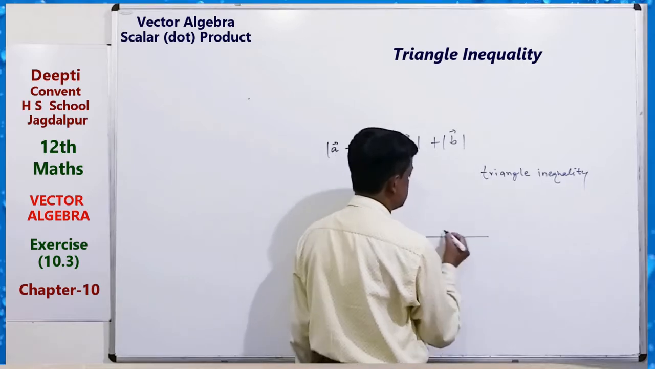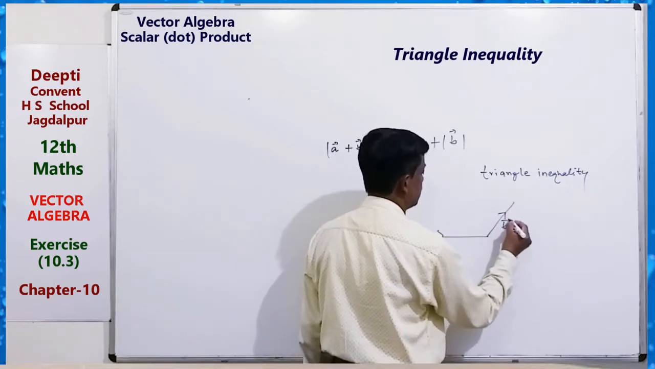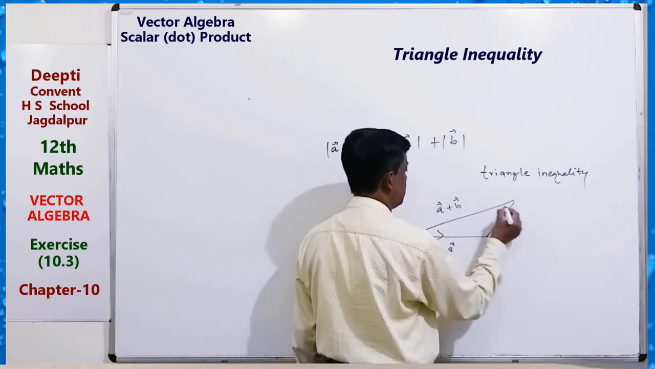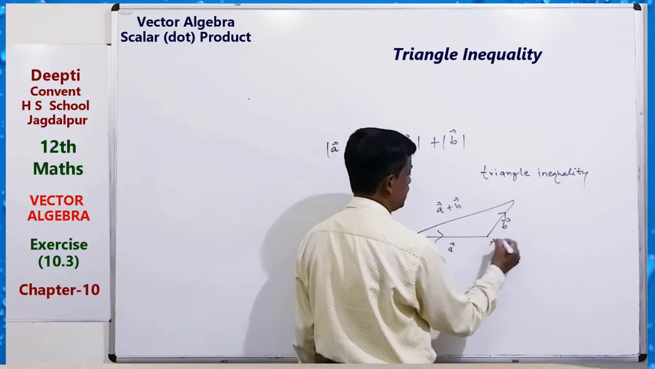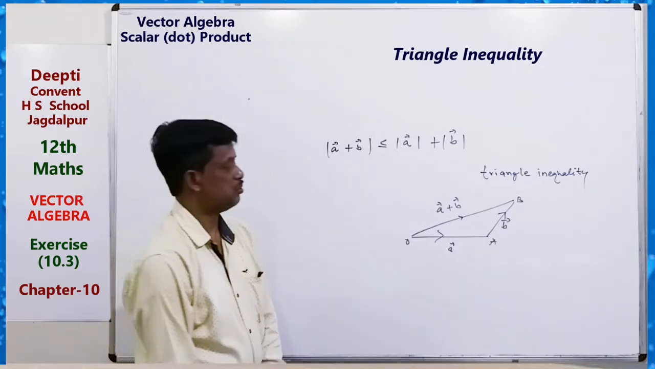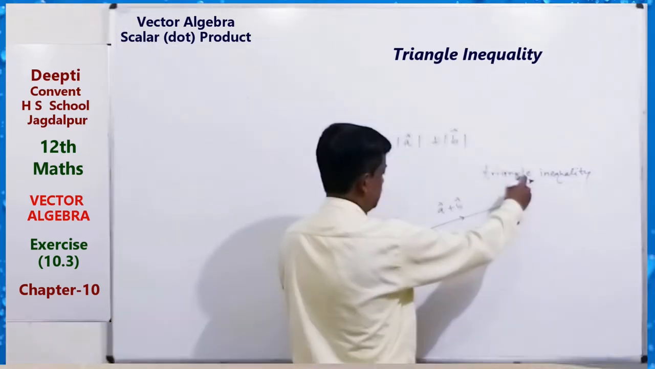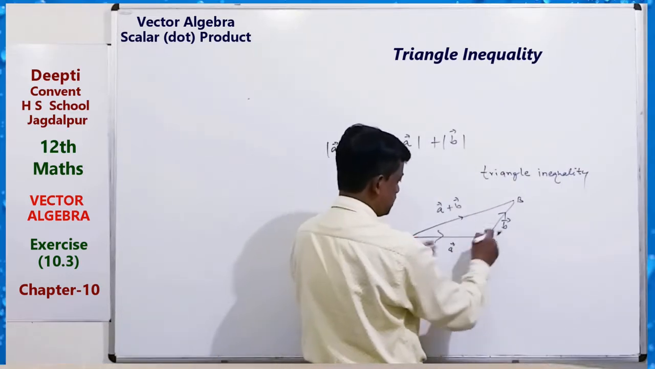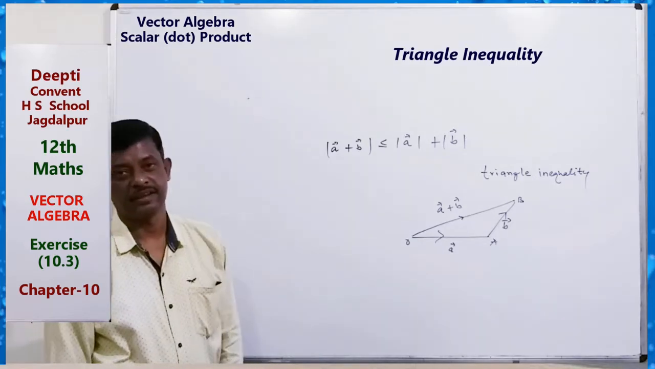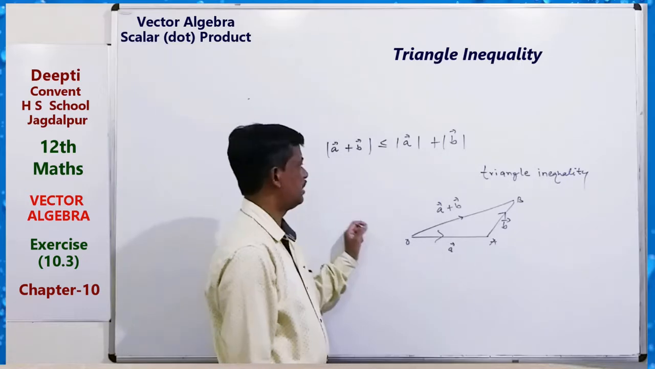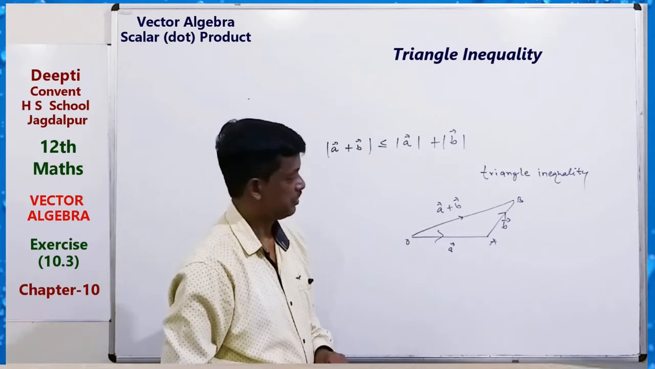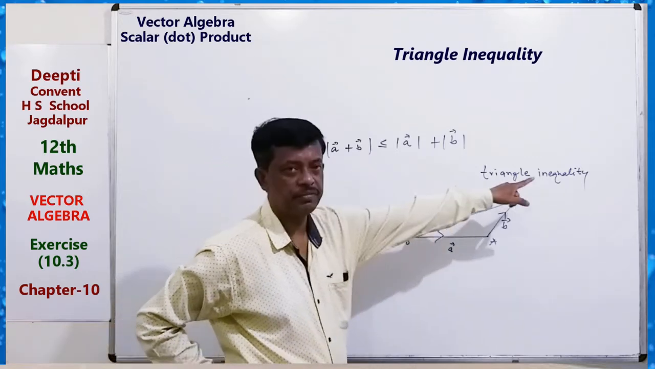Just like this. Suppose this is vector A, this is vector B. Then we know this is what? A plus B by addition. O, A, B. So modulus of this is less than or equal to modulus of this plus modulus of this. So remember it, okay? You can prove it also by taking a square of this quantity. Then you can prove it. But remember it, triangular inequality.